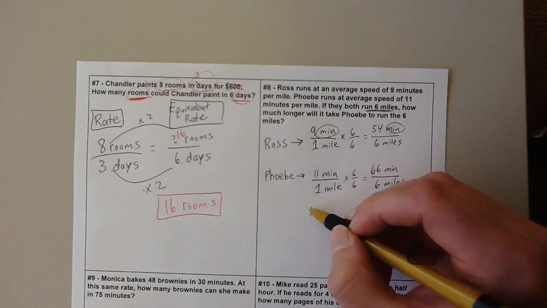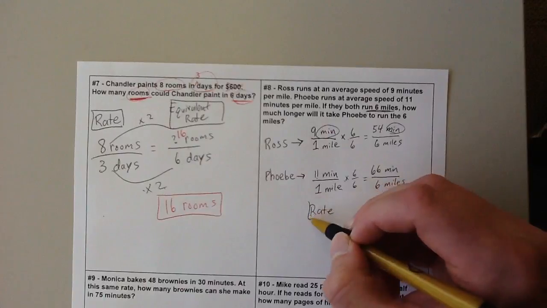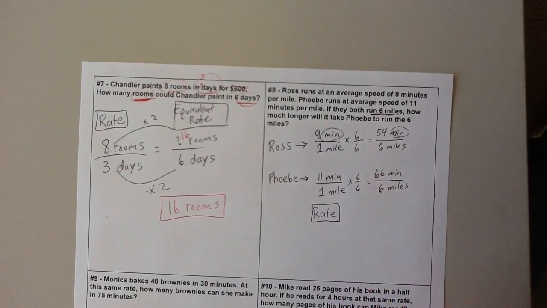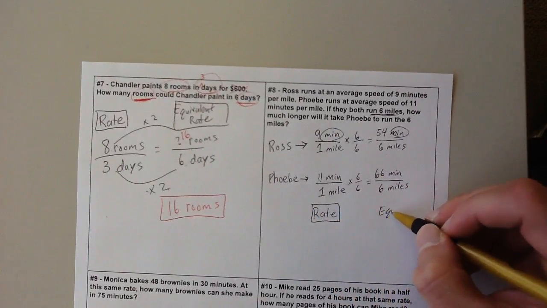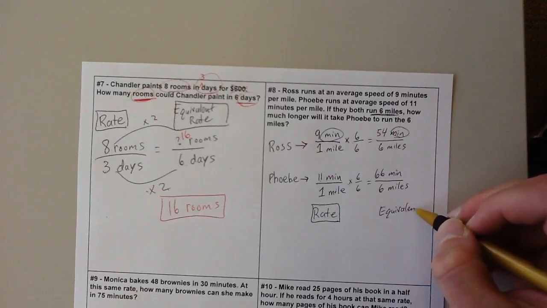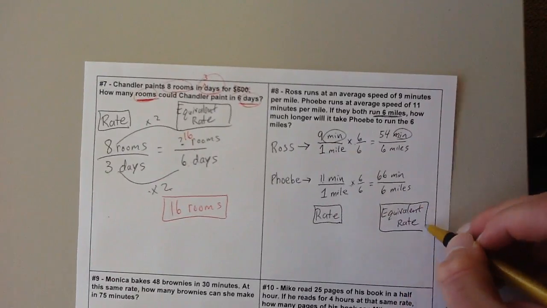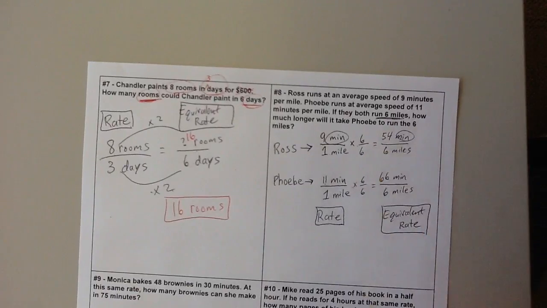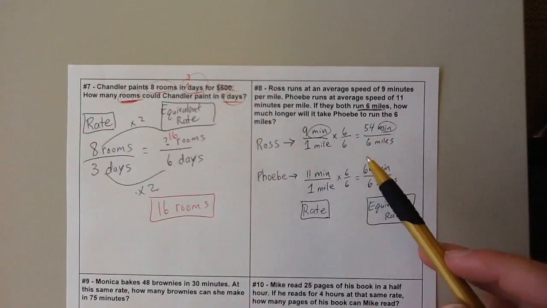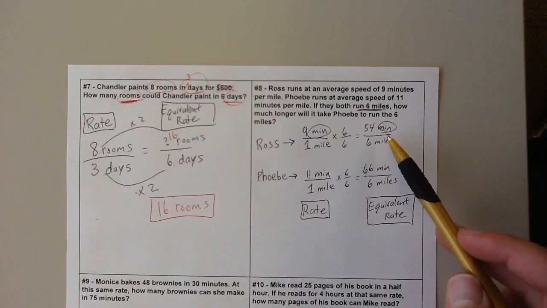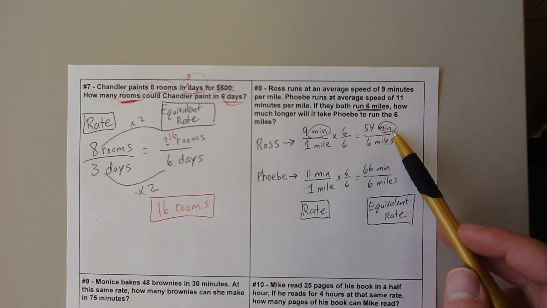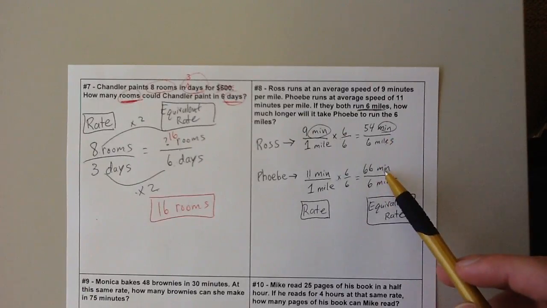Okay, so what I'm doing here is taking their rates and finding an equivalent rate. Right? Because I'm multiplying the top and the bottom by the same number. Okay, so for Ross, he runs 6 miles in 54 minutes. Phoebe runs 6 miles in 66 minutes.